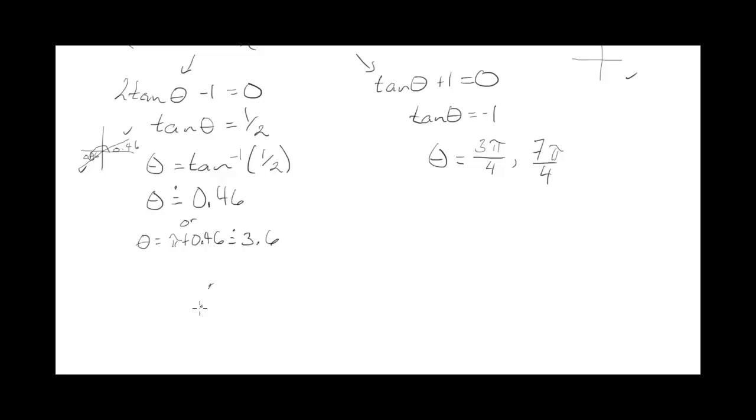So therefore, theta is approximately equal to 0.46, 3.6, and then these ones are actually exact, 3 pi by 4 and 7 pi by 4.